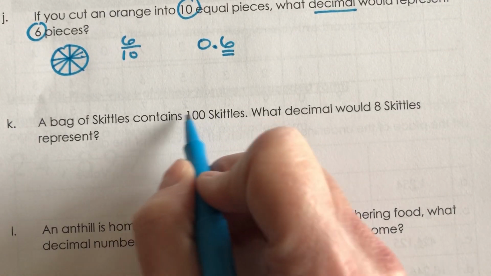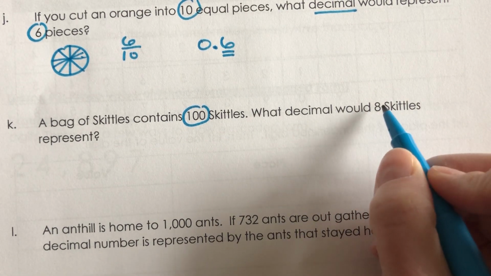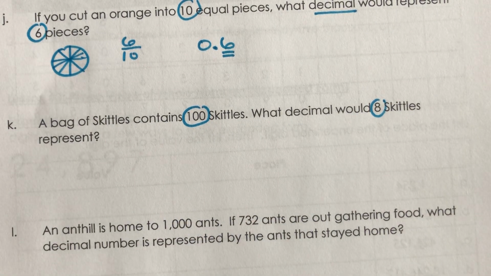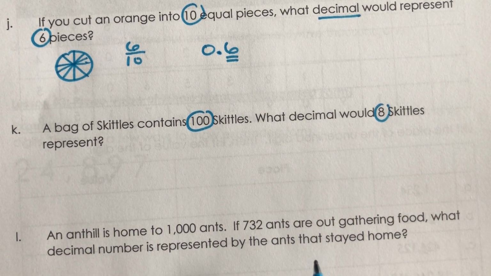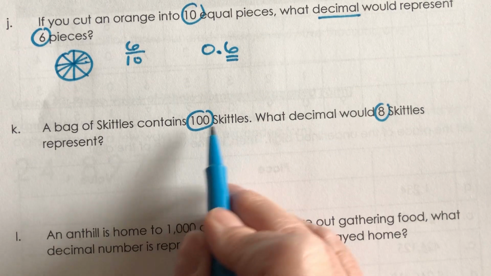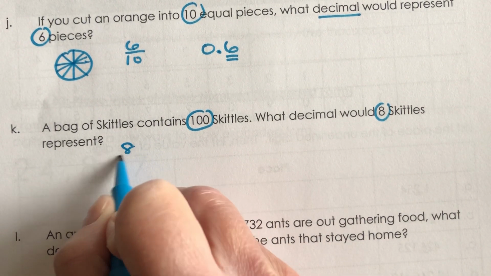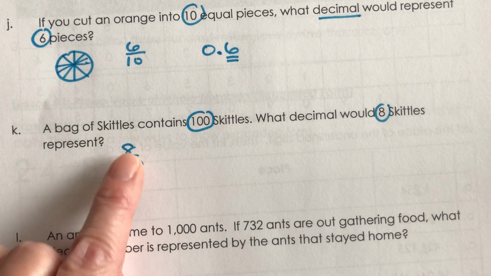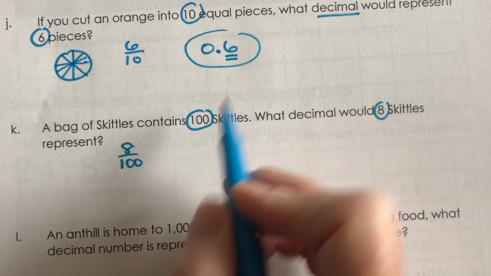All right, a bag of Skittles contains 100 Skittles. What decimal would 8 Skittles represent? So think about this as a fraction first. If the whole bag has 100 in it, 8 out of that 100 would look like this, right? This is read as 8/100ths. As a decimal, sorry, I forgot to circle that one.